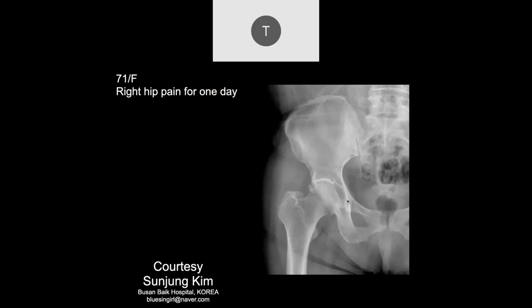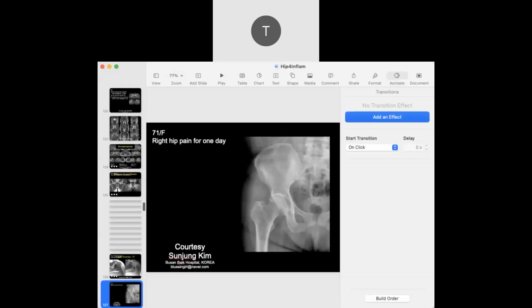All right, right hip pain for 1 day. There's this mineral density. Oops. Tayson, are you talking? Yeah. Oh, don't tell me it did it again.